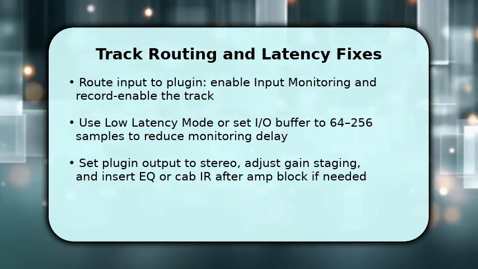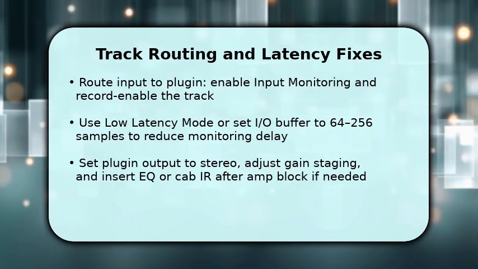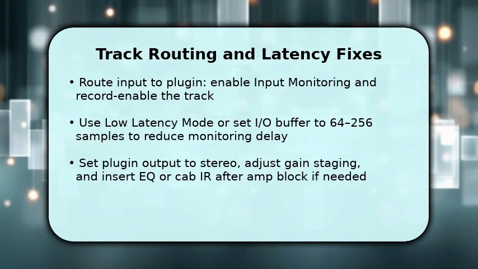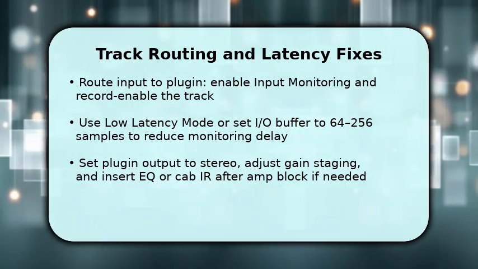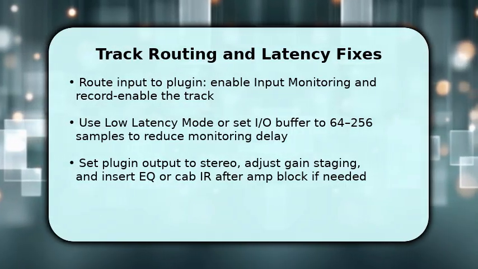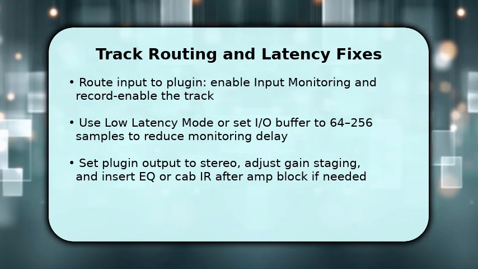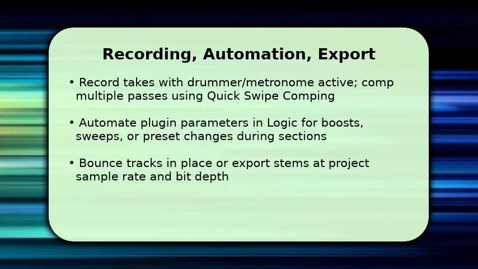Next, check gain staging inside Neural DSP and in Logic's channel strip to prevent clipping. Also insert a cab IR or Logic EQ after the amp block when you need tonal shaping. This keeps effects finished, so record with a metronome and do multiple passes so you can comp the best performance.